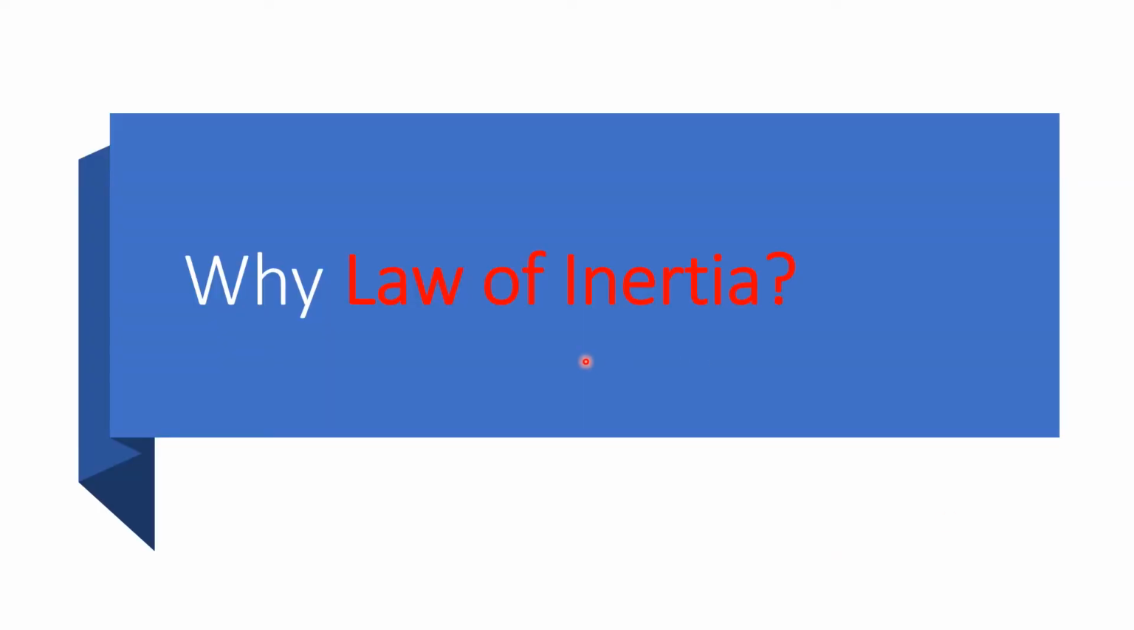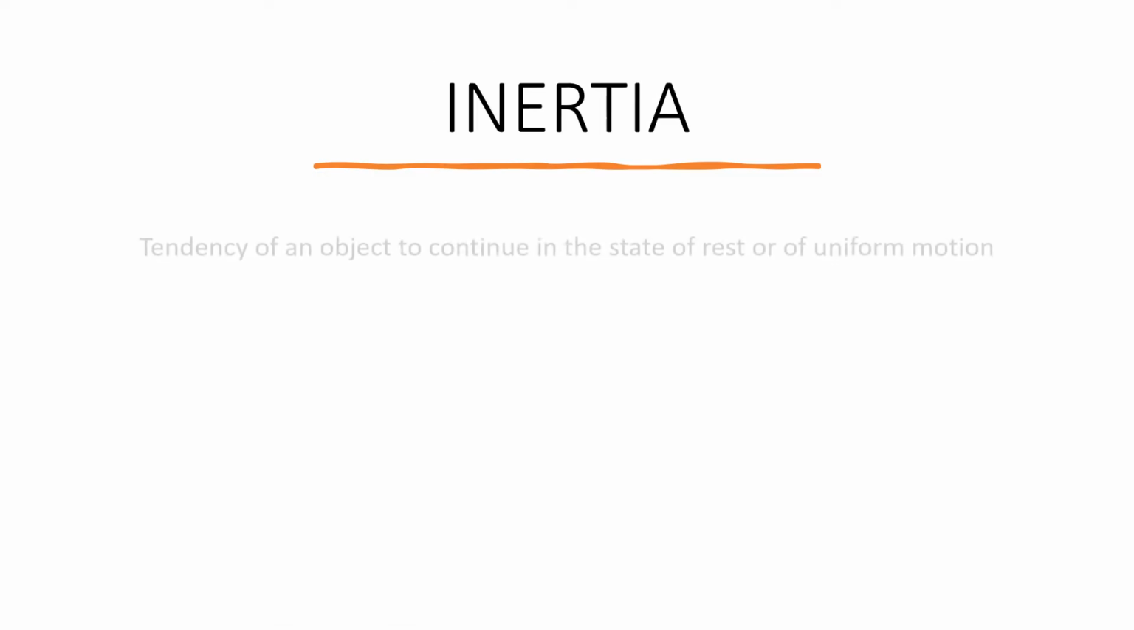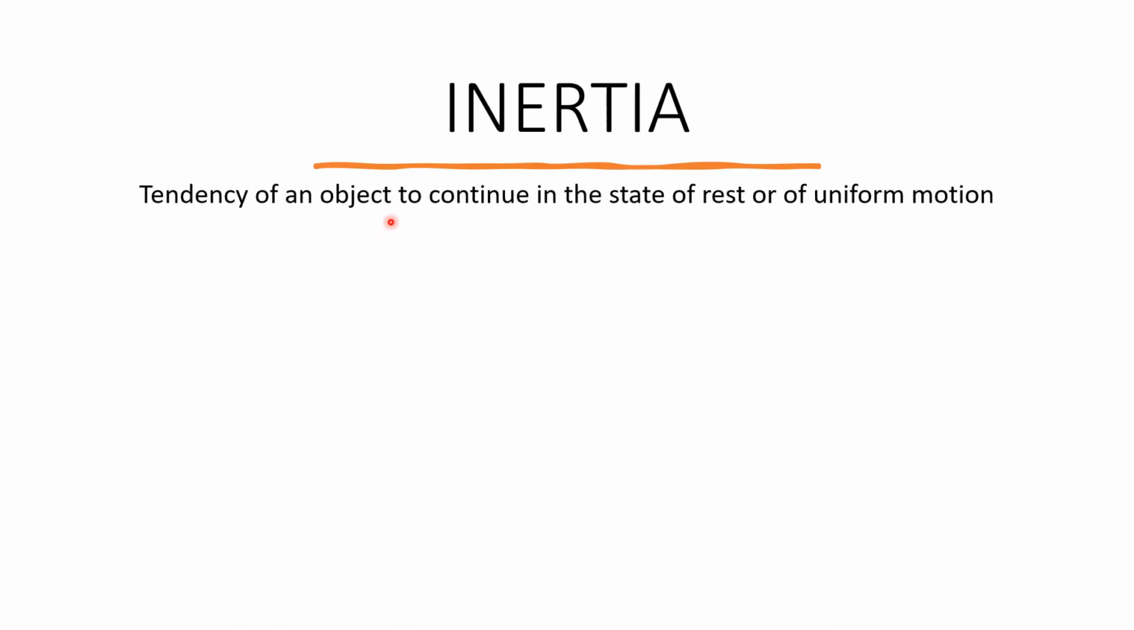Why do we call the first law the law of inertia? What is inertia? Okay, when we say inertia, it is a tendency of an object to continue in a state of rest or uniform motion. All things on earth, even us, we have inertia. Sometimes scientists call inertia laziness. Laziness to change in motion.